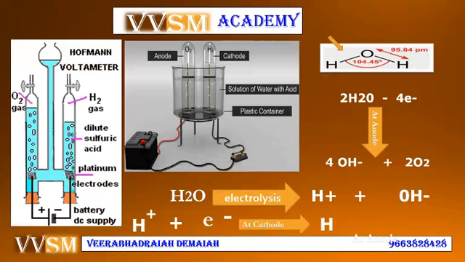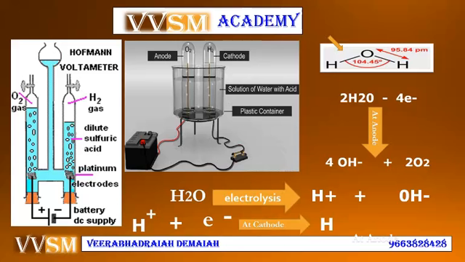Hoffmann's voltameter is a very important instrument which is used to find the proportions of hydrogen and oxygen during electrolysis. When the electric current is passed through acidulated water with dilute sulfuric acid, using platinum electrodes, oxygen is collected at the anode and hydrogen is collected at the cathode. This helps to find the proportion of hydrogen and oxygen during electrolysis.